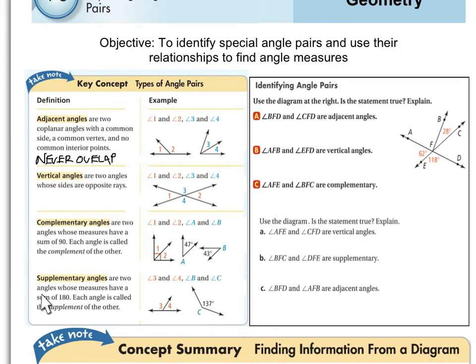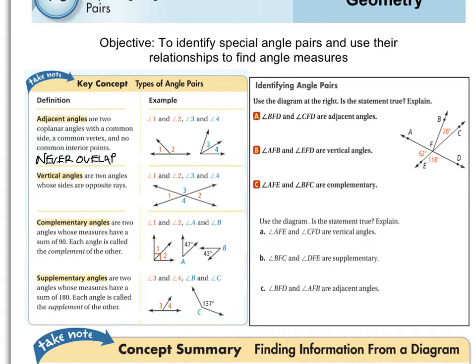Supplementary angles are 2 angles whose measures have a sum of 180 degrees. Each angle is called the supplement of the other. So in other words, angle 3 plus angle 4 is 180. It forms a straight line. Those 2 angles add up to be 180. All right, so as we're looking at this, let's do some examples here.